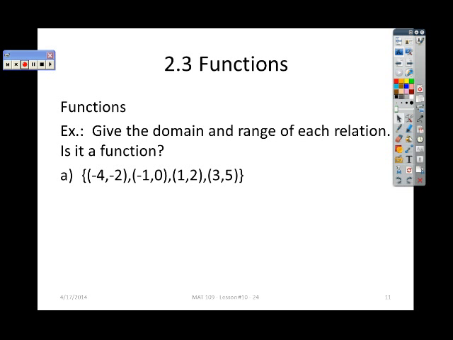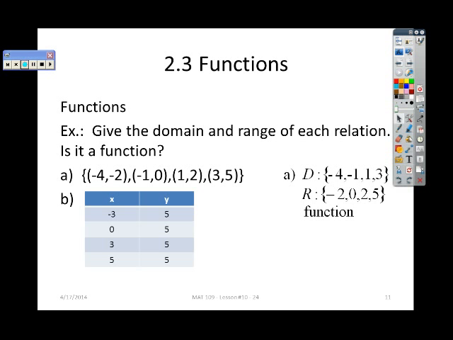If it doesn't repeat, it is a function. If it repeats, then you have to have the same output or it's not a function. Just looking at the first, if none of the first repeat, it is a function, because you don't run the risk of an input going to two different outputs if you only have one place that you put it in.